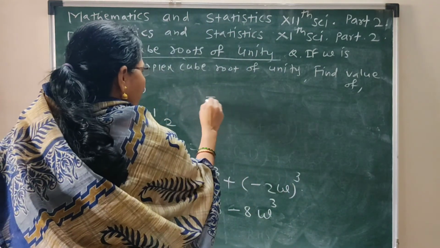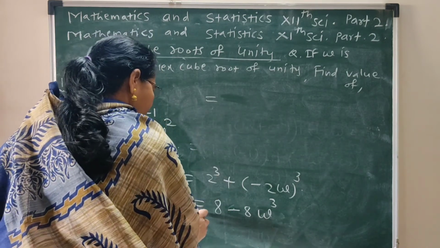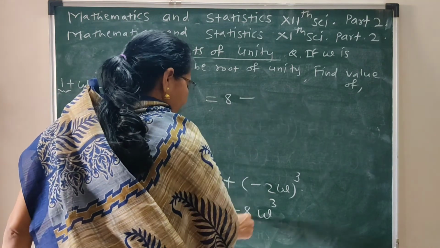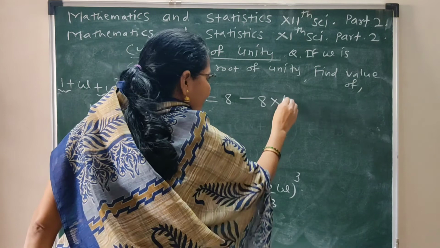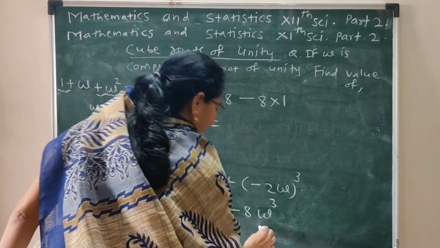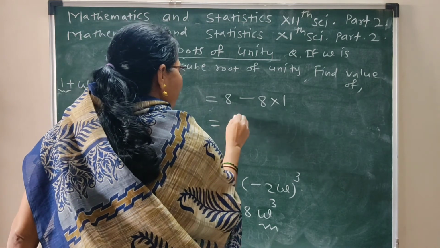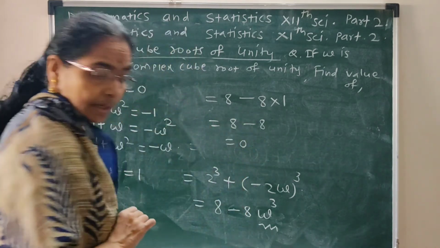So this is equal to 8 minus 8 omega raised to 3. Omega raised to 3 is 1. So here is 8 minus 8, which is 0, and this is the answer.